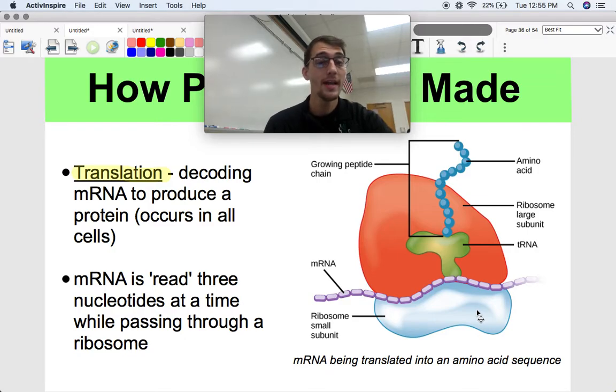Okay, so mRNA is read 3 nucleotides at a time while passing through a ribosome. Check this out. Here's our long, stringy mRNA. It's our transcript of a particular gene, that set of instructions to make a protein. Now this ribosome is taking in those instructions and building a protein.